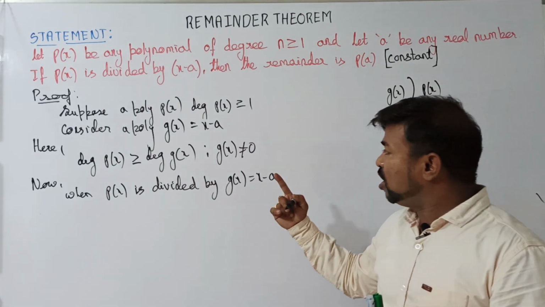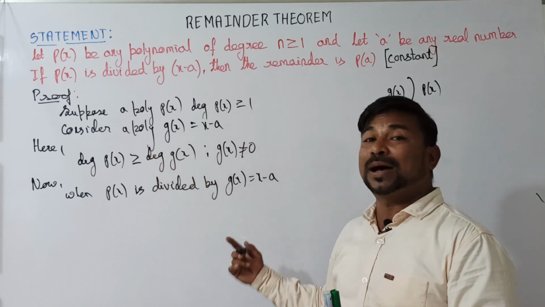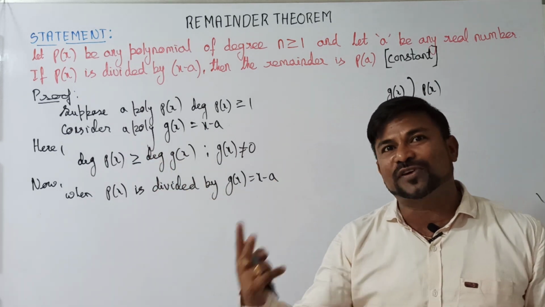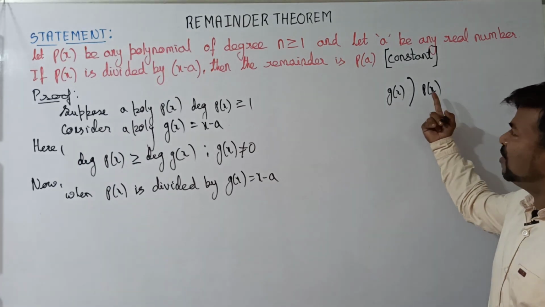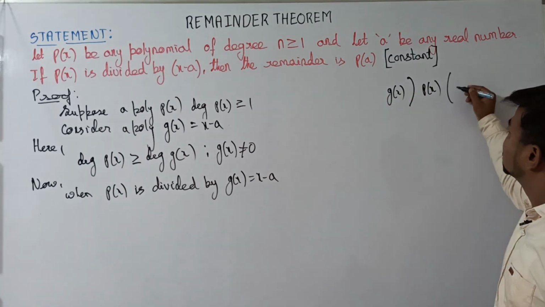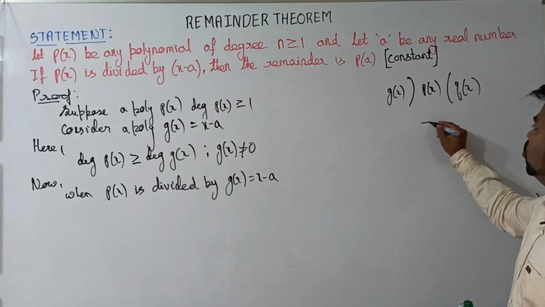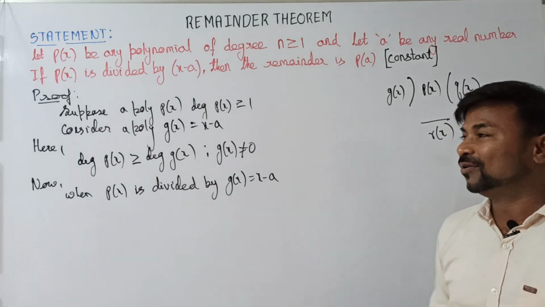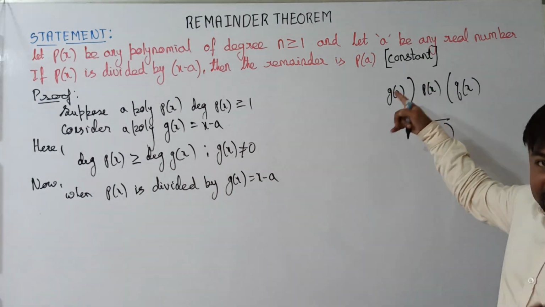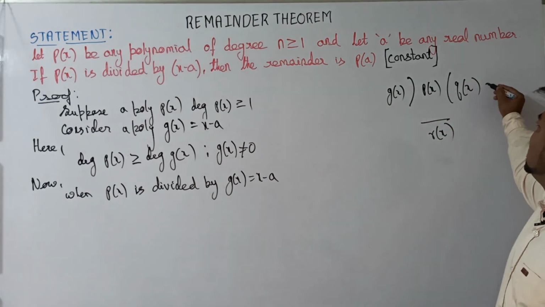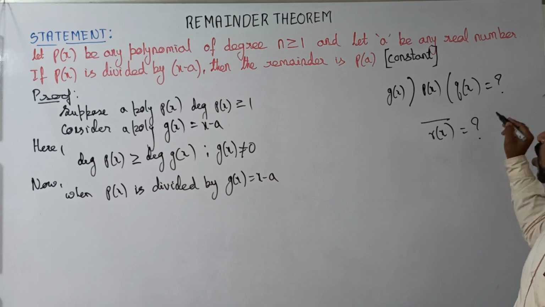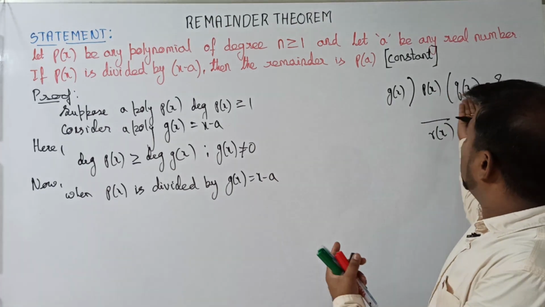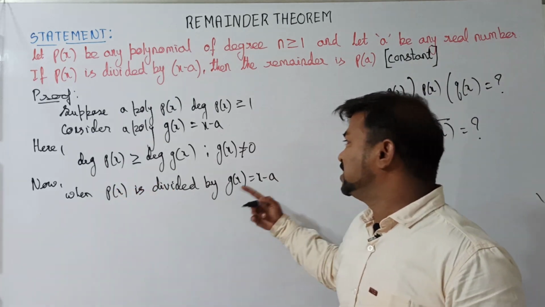When p of x is divided by g of x, now we have to think about the other two factors. That is, when p of x is divided by g of x, what's the quotient and what's the remainder? These are the two things we have to think on, right? When p of x is divided by g of x, what is the q of x and what is r of x?